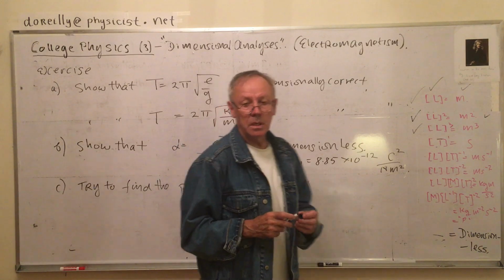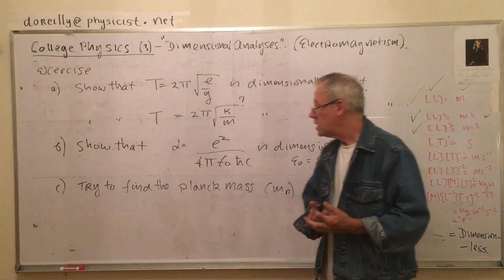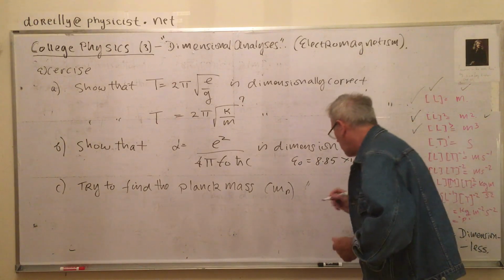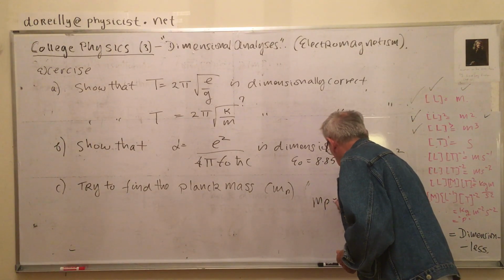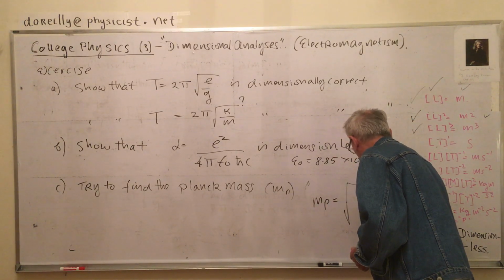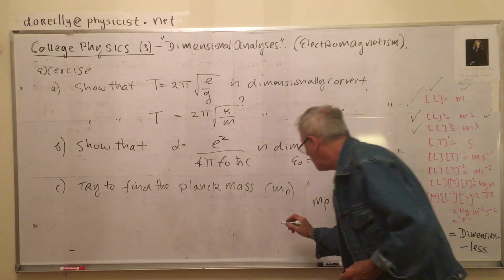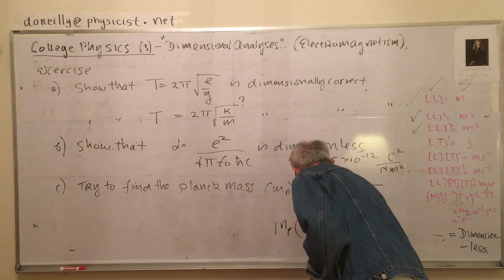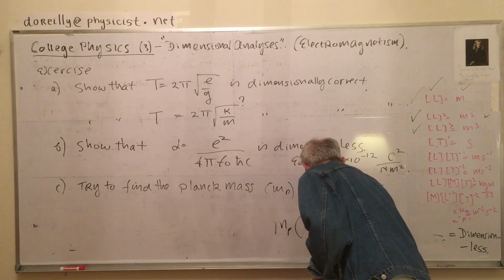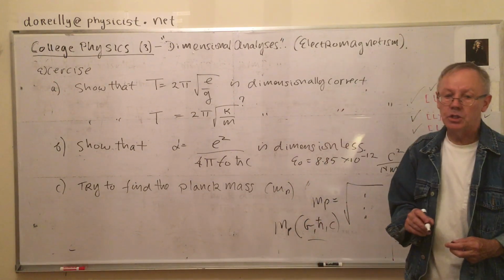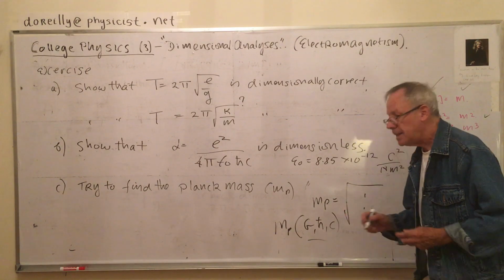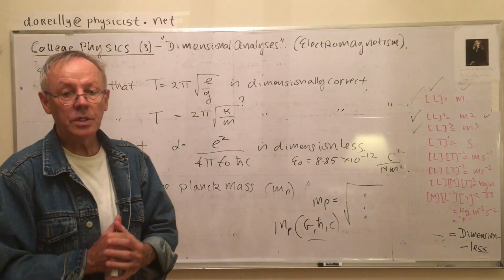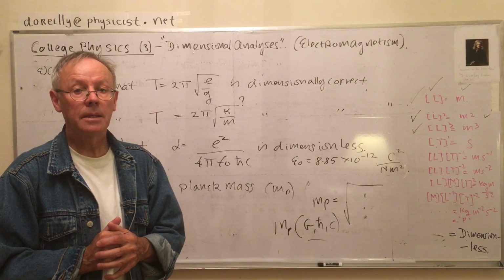Now, a more advanced example in dimensional analysis would be the following. Try to find the Planck mass. Make an expression for it. It's going to be some function of G, h-bar, and c. Find out what the function of G, h-bar, and c is, and I'll give you a clue. The clue is, watch the next lecture where I find the Planck length.